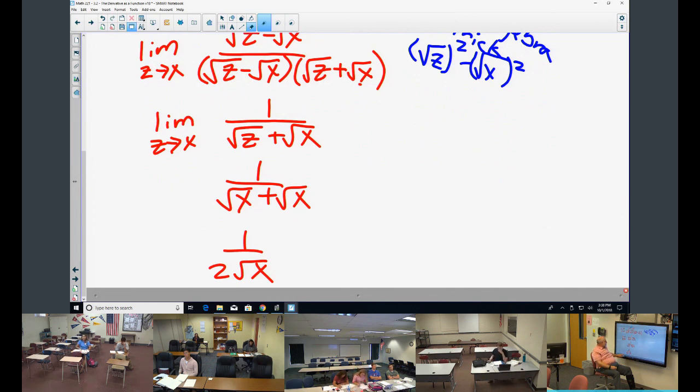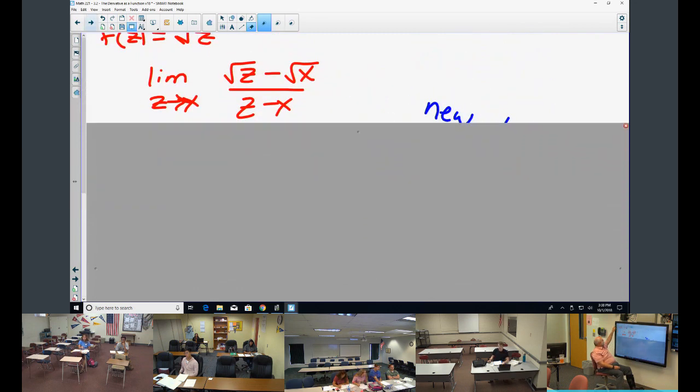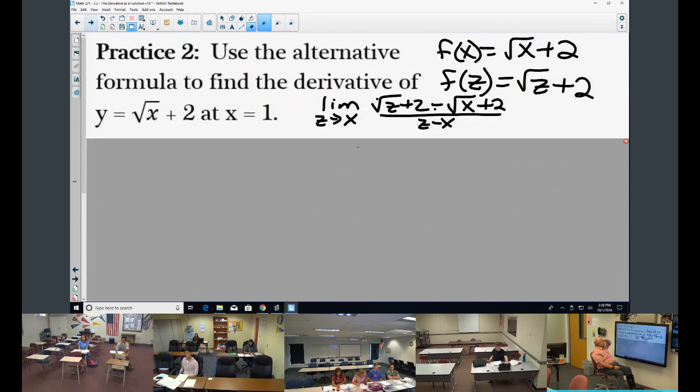Okay. So let's see what do we have here. It says use the alternative formula to find the derivative of y equals radical x plus 2 at x equals 1. Okay, so I've kind of got it started here for you, and see if you can finish. If the class ends, then I want you to finish this tonight. But we might be able to finish it really quick. Let's see how much time we have. We got a little time.